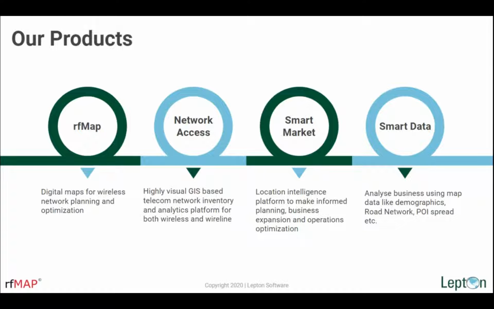It consists of various map data sets like population, administrative boundaries, landmarks and POI, road network, etc. You can name any map data layer, and it will be considered as Smart Data. And we are ready to help you with those maps.